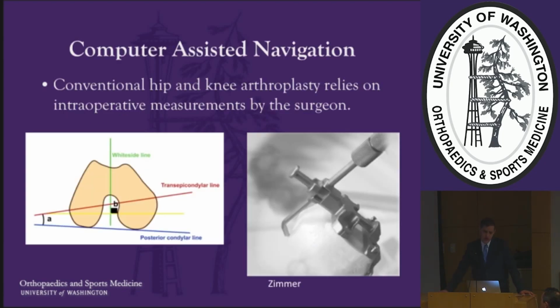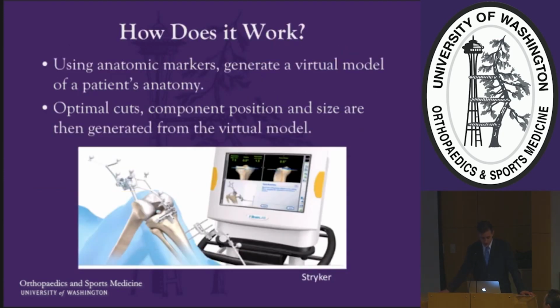And in traditional total knee arthroplasty, the surgery itself is dependent on the surgeon making intraoperative measurements to determine where the appropriate location for cuts, as well as positioning and sizing for the components are. And anytime we introduce surgeon measurement into our activities, we also introduce the element of error. So navigation is a way to try to increase the precision of our measurements to help increase the precision of the final product. So how does it work?